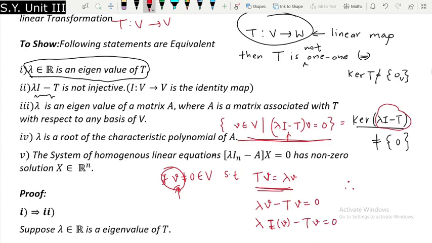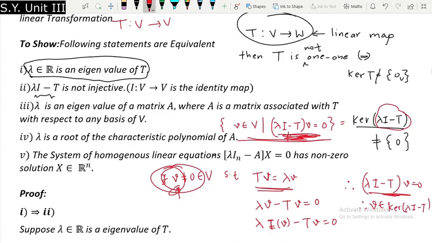Therefore, once I take that V out, what will I get? Lambda I minus T outside the bracket, V is equal to 0. So you can see that this condition is satisfied by which vector? This vector, and therefore V will belong to the kernel of lambda I minus T. Now since V belongs to the kernel of lambda I minus T, therefore this kernel of lambda I minus T is not equal to 0, and therefore by using this theorem I can directly say that lambda I minus T is not injective.